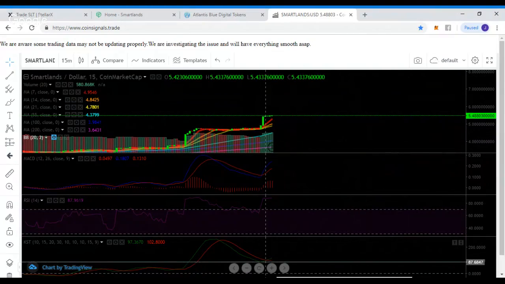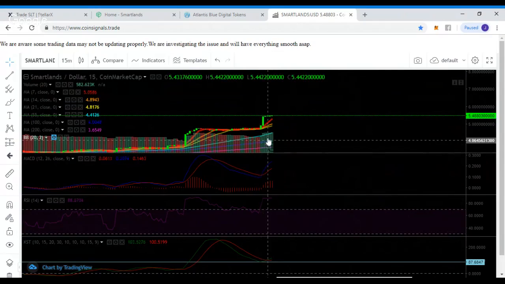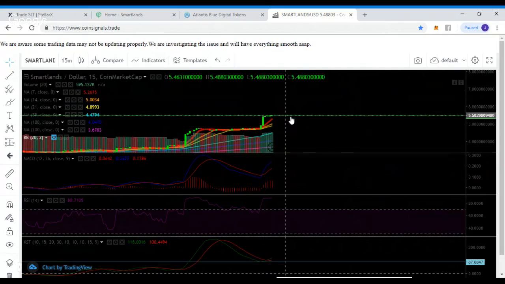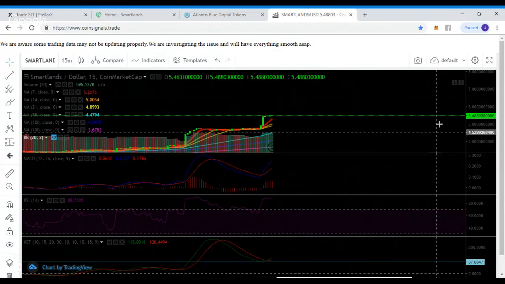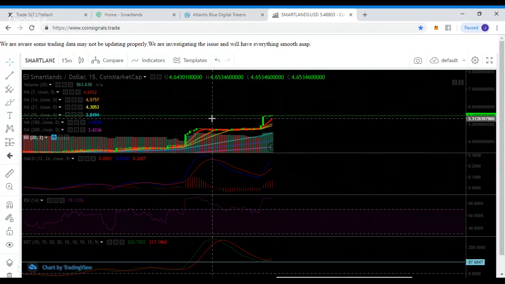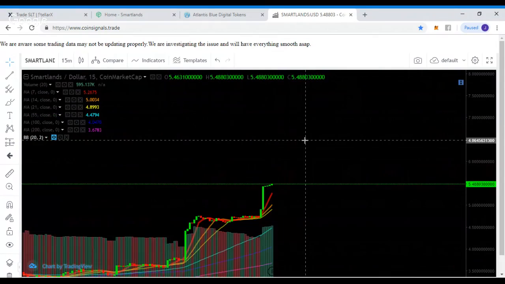Right there. Let's see, what is that? Look at the amount of volume coming in right now also. High volume. Trading at $5.48 on average, according to Coin Signals right now.